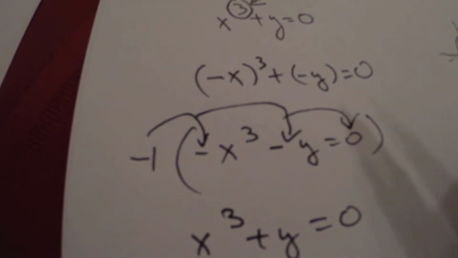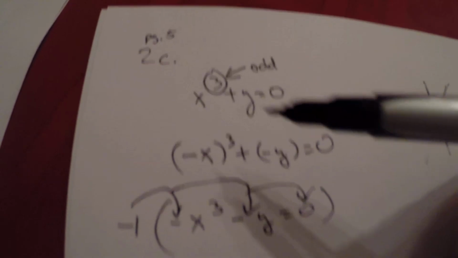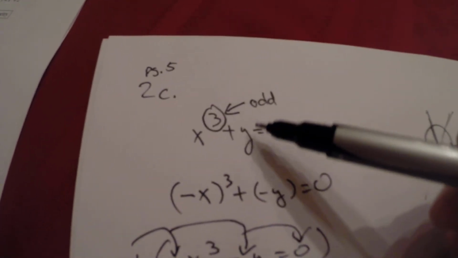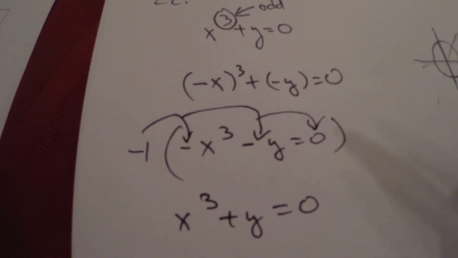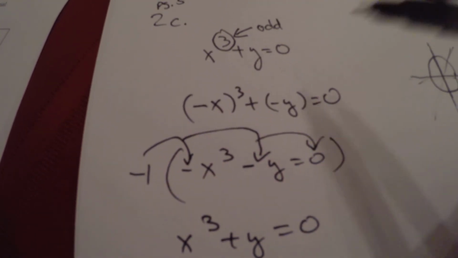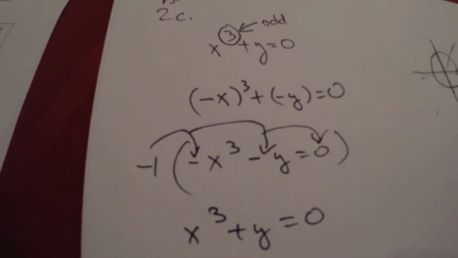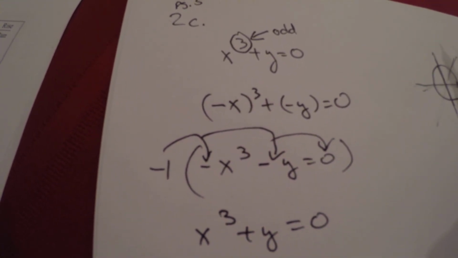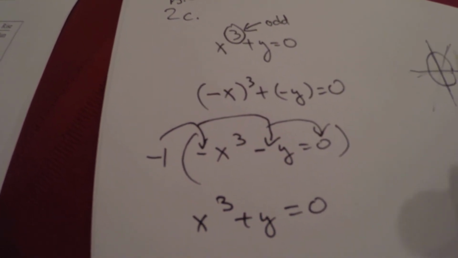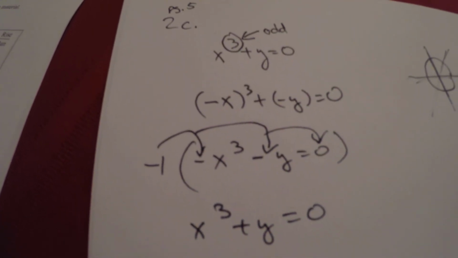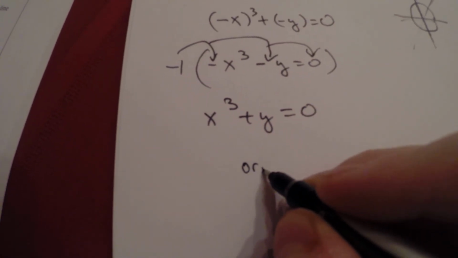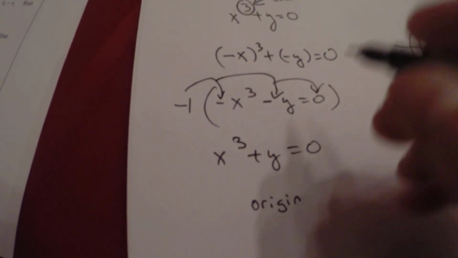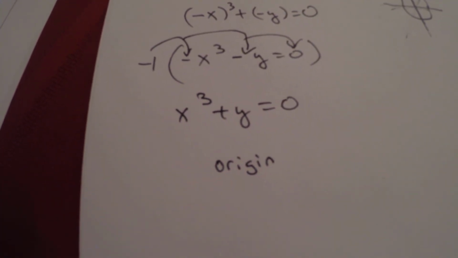Also, when do you know to use this? Notice that this is positive and this is negative, and this is positive and this is negative. If all your signs are just the opposite of the original, then it actually is going to be symmetrical, because that's what happens when you multiply through by negative 1. It just changes all the signs. So this is symmetrical with the origin. Anything that's odd is always symmetrical with the origin.